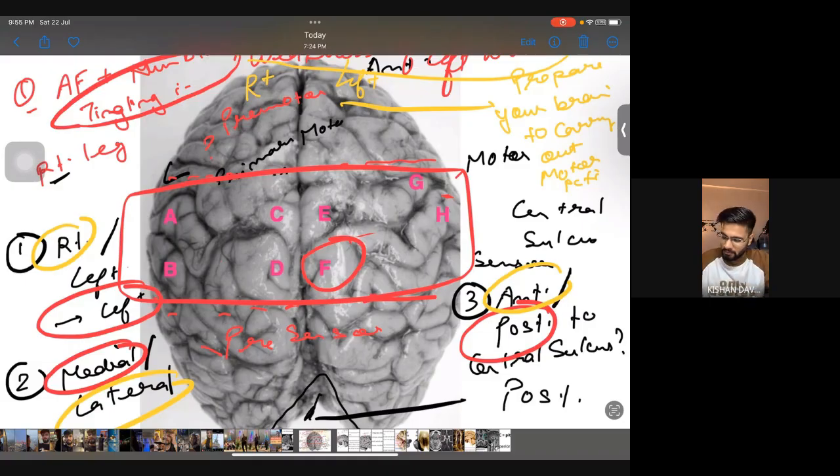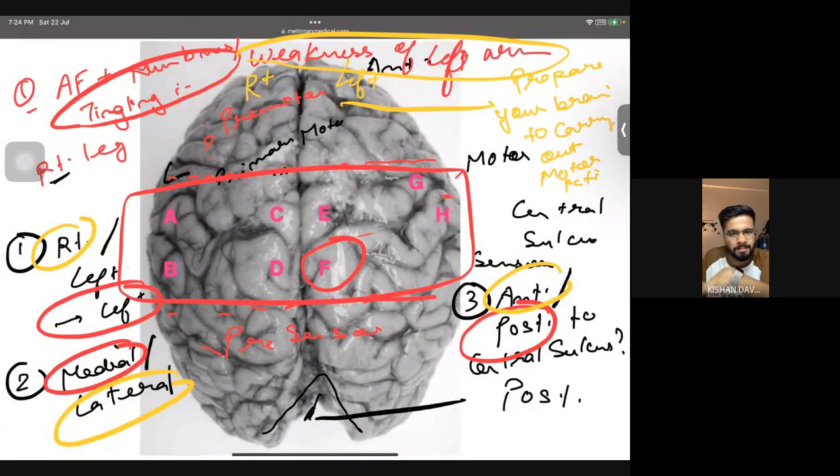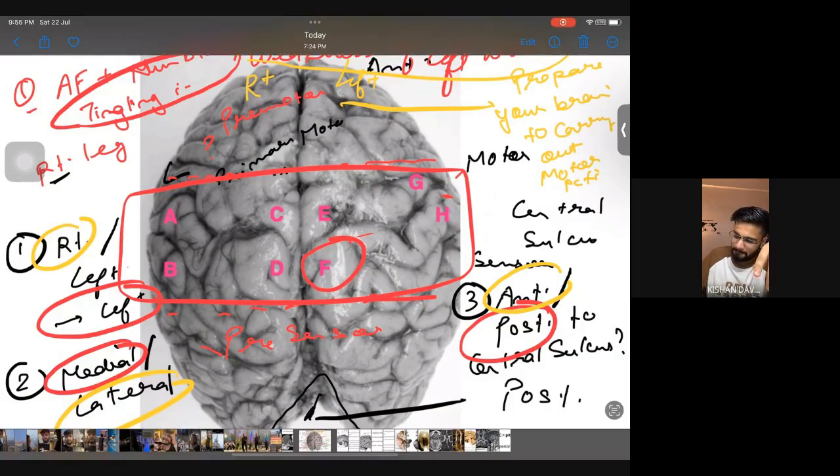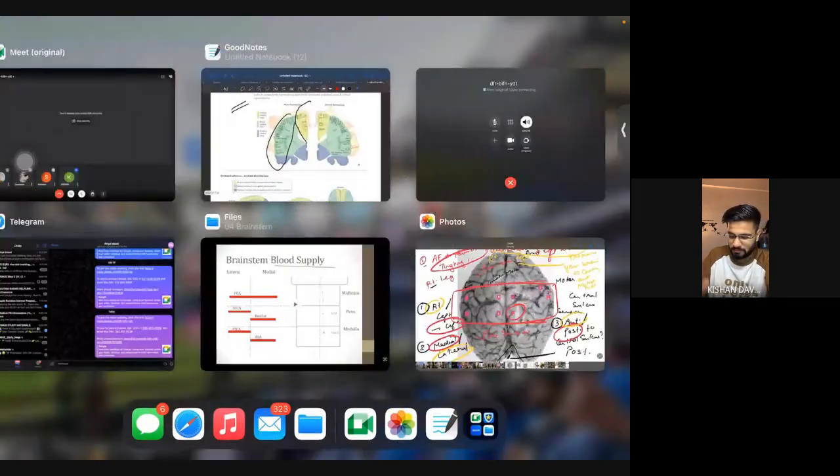Okay, so just tell me, should I erase everything or should I just keep it like this? Because I have to share the image in the group. So you tell me.